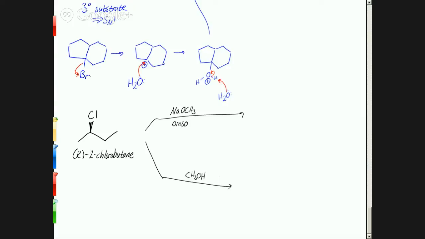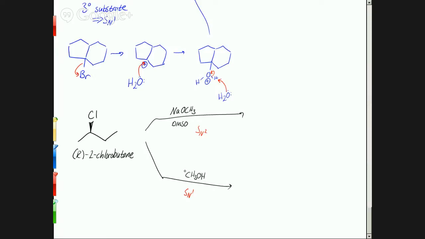It's secondary, so you can't just rely on the substrate to determine which mechanism you're going to get, because you can get either one, depending on your conditions. So which conditions seem to favor SN1 here? The bottom, the second one. Right, why? Right, that's going to be a protic solvent. And also, this first one has an aprotic solvent and a very strong nucleophile. So that's going to likely be SN2.